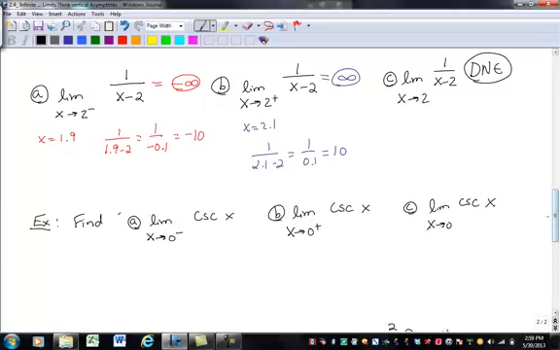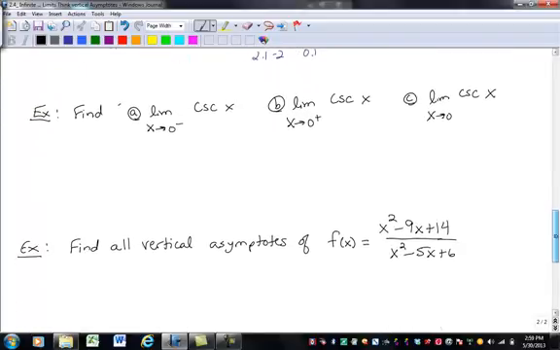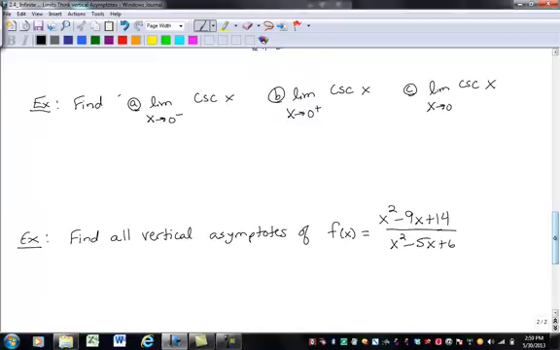So there's another example we have with trig functions. It's the cosecant of x. And it's a little weird to recognize that the cosecant even has a vertical asymptote. But I can rewrite the cosecant of x as 1 over the sine of x. So it's a little easier to see when you write it as 1 over sine of x that there's a vertical asymptote whenever the sine of x is 0.